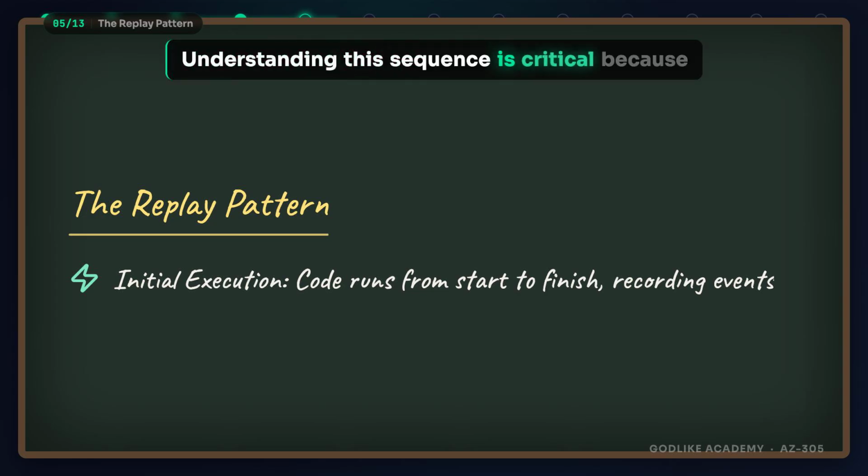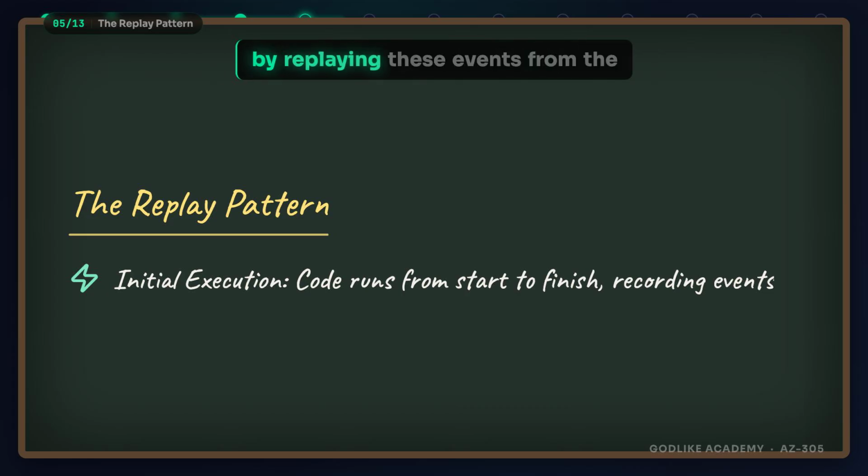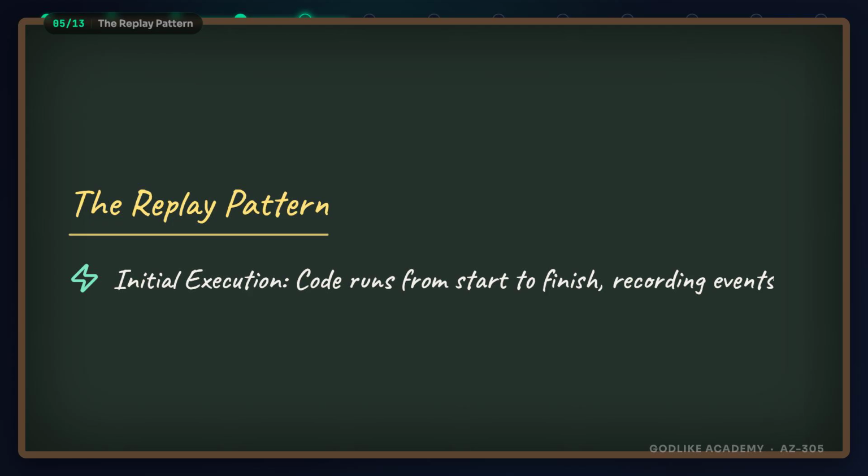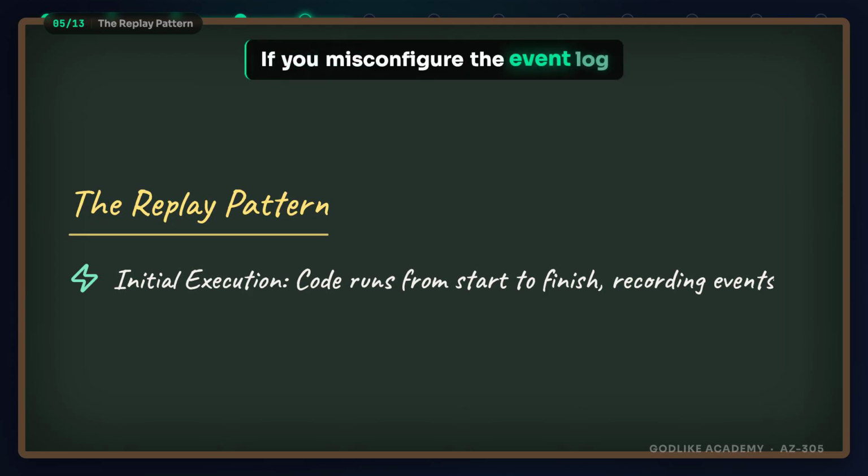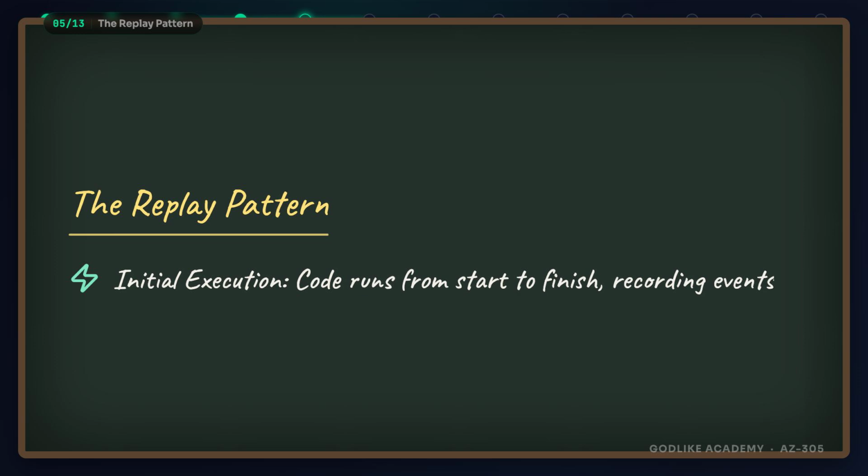Understanding this sequence is critical because the orchestrator rebuilds its local state by replaying these events from the beginning whenever execution suspends. If you misconfigure the event log or fail to await activities correctly, the replay will skip steps, leading to data corruption and failed audits in your serverless architecture.